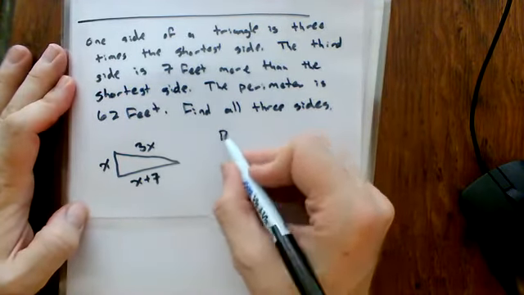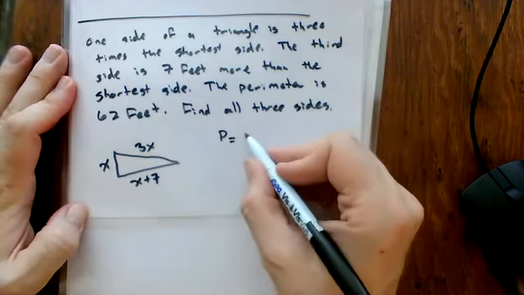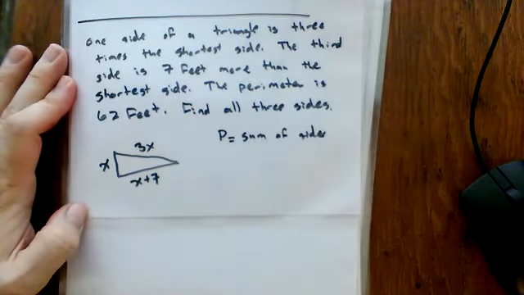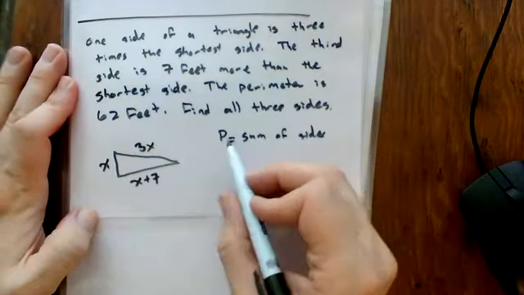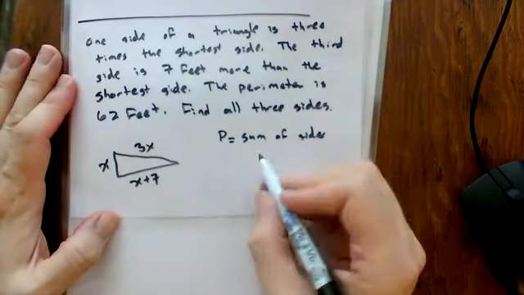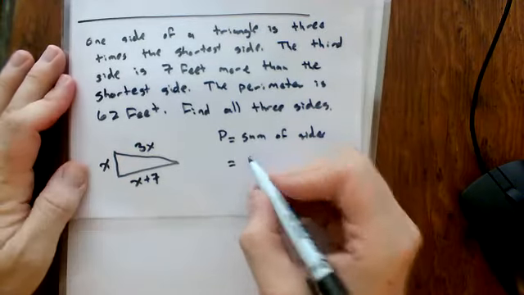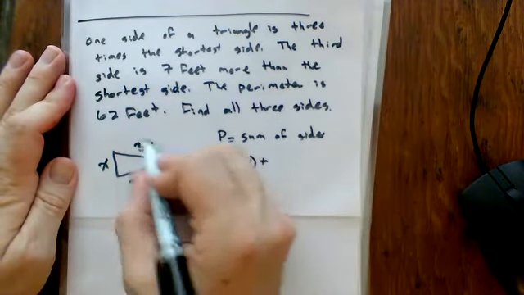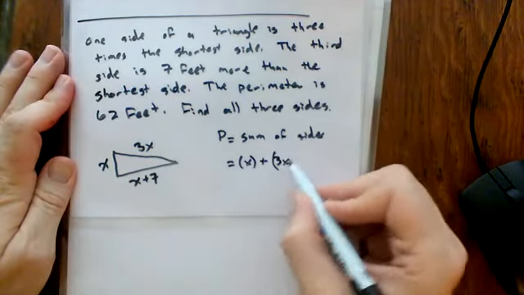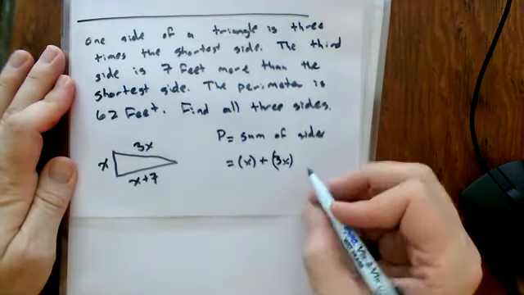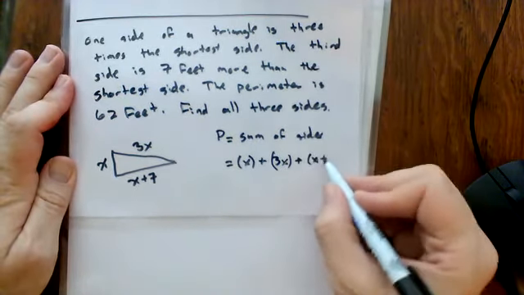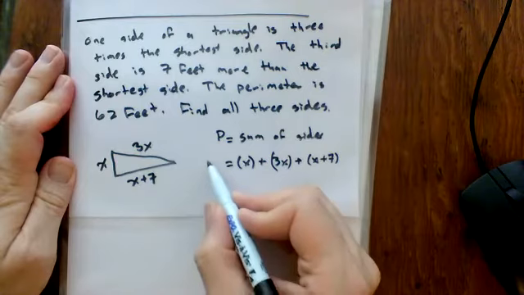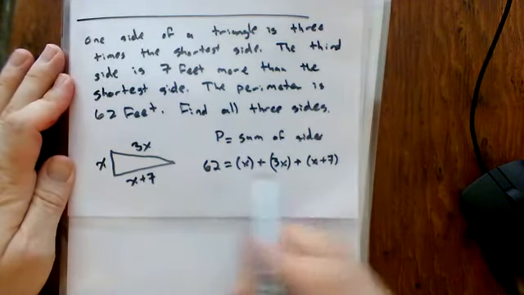Now I know that the perimeter is equal to the sum of my sides. And it's always the case for any shape, it's always the sum of those sides. So here, the sum of my 3 sides: the short side is x, this side right here is 3x, and this last side is x plus 7. And I know something else about my perimeter: the perimeter is 62 feet. So now I have an equation I can solve.